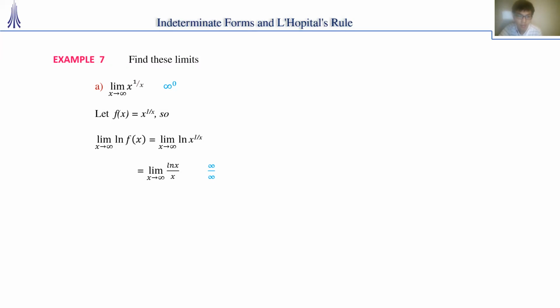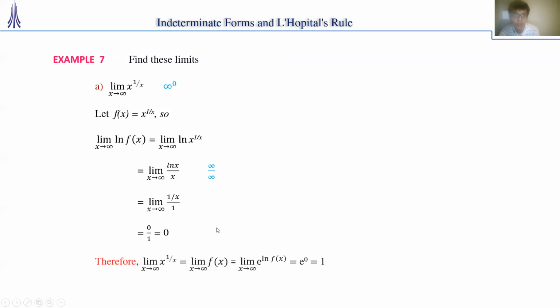So we got the limit as h approaches infinity of natural logarithm of h over h, which is the infinity over infinity form. So we differentiate the numerator and denominator. We got 1 over h over 1, and so the answer is 0 over 1, which is 0.